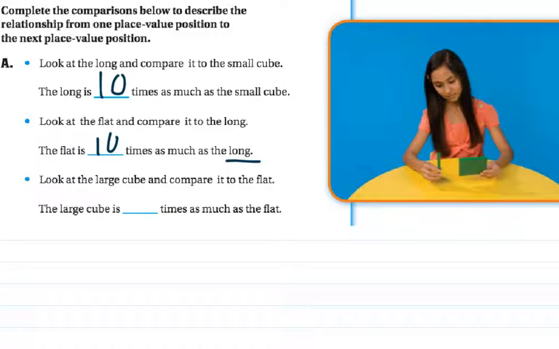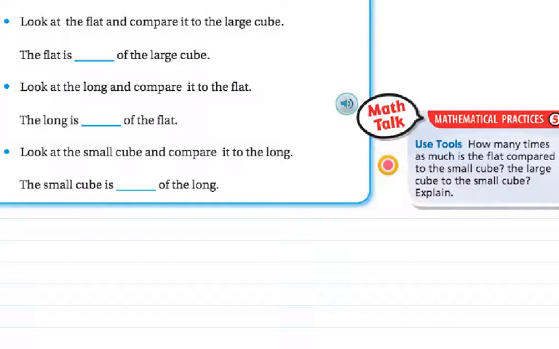Next, look at the large cube and compare it to the flat. The large cube is 10 times as much as the flat because you need 10 flats to fit inside of the large cube. And we can actually manipulate and work with these different objects to see that that is true. These are true statements. So part B, it says we're going to look at these relationships, but we're not going to look at them as getting greater. We're going to look at them as getting smaller.